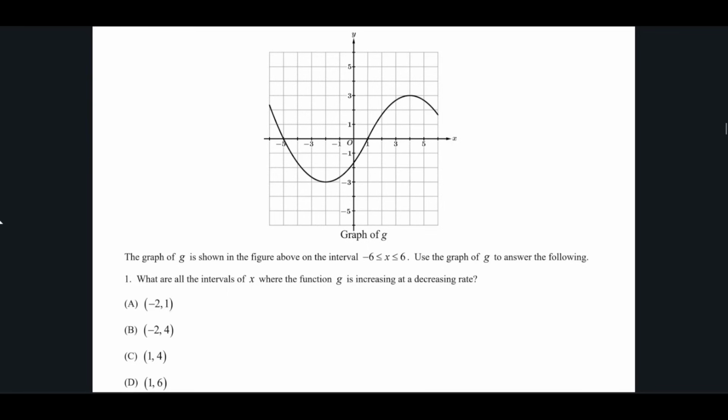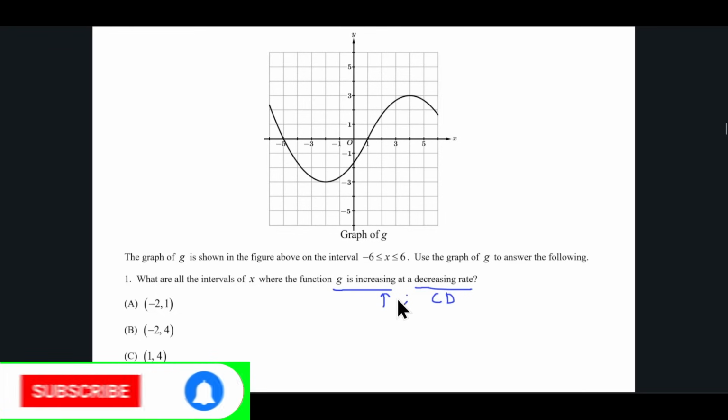All right. Here the graph is given between -6 and 6. We need to answer what is the interval of x where the function is increasing at a decreasing rate. So again, they are just trying to trip us up with the terminology. G is increasing makes sense because the function is just climbing, but decreasing rate means concave down. So we are looking for the interval where the function is increasing but concave down.